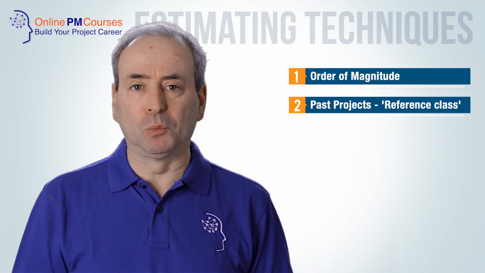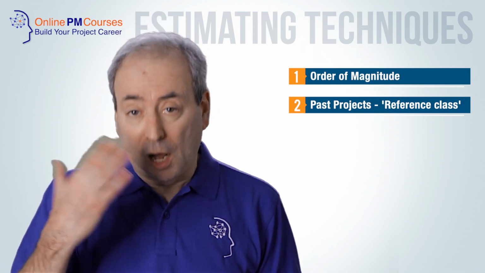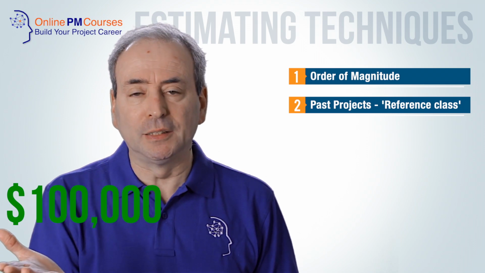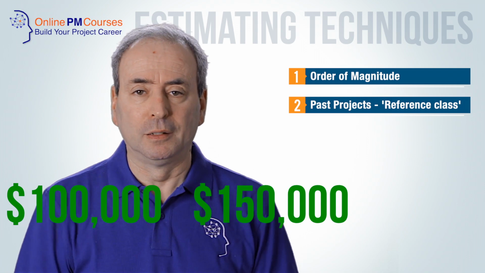And of course, the most obvious one is cost inflation. If something cost $100,000 10 years ago, there's a good chance it's going to cost $150,000 today.